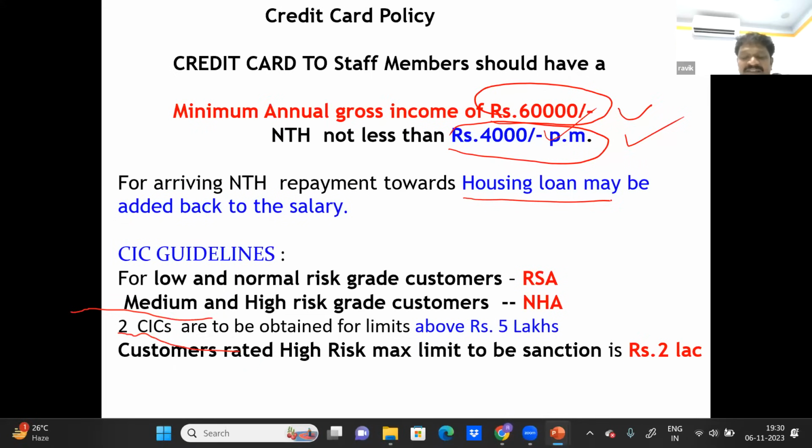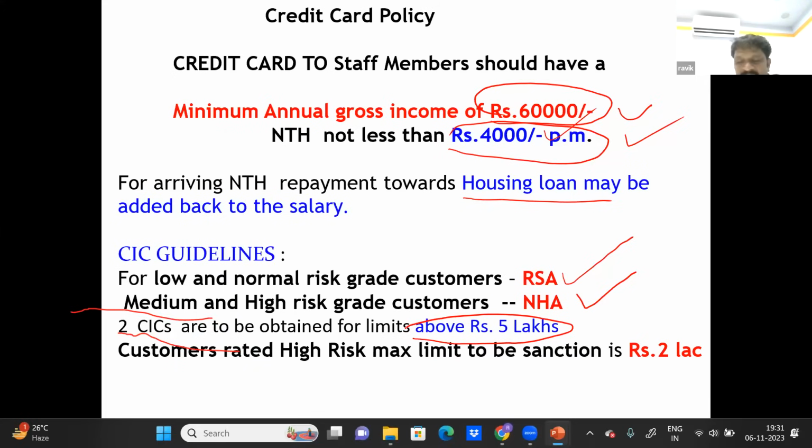Then some CIC guidelines with regard to credit cards. Remember, for low risk and normal risk customers, the respective sanctioning authority can sanction the credit card. We will see the delegations in the next slides. For medium and high risk customers, only the next higher authority can sanction credit cards as per CIC. And remember, we have to take two CICs for credit cards above 5 lakhs. Very important.